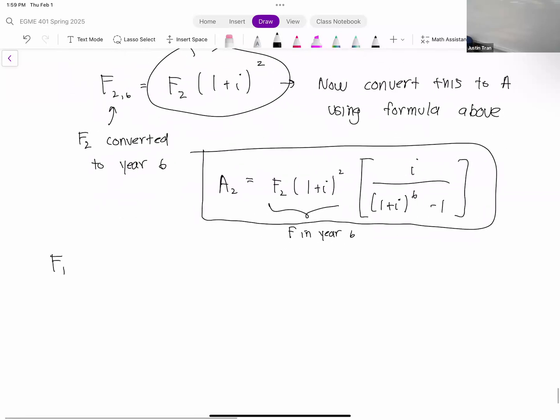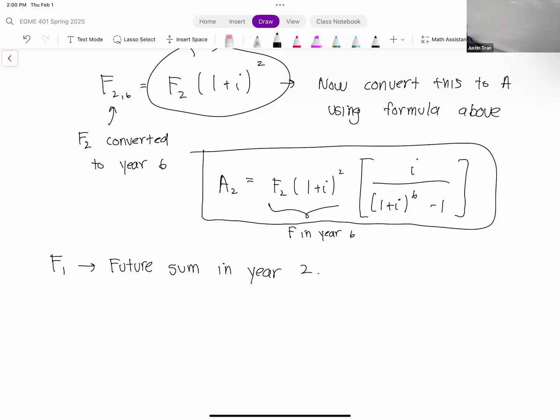All right, so finally we have F1. F1 is a future sum in year 2. And so we want to convert this into a uniform series across 6 years. So for F1, we can do the exact same thing we did for F2. We can push it into the future, convert it to a future sum in year 6, and then convert that to an A. That's totally fine. You can definitely do that.